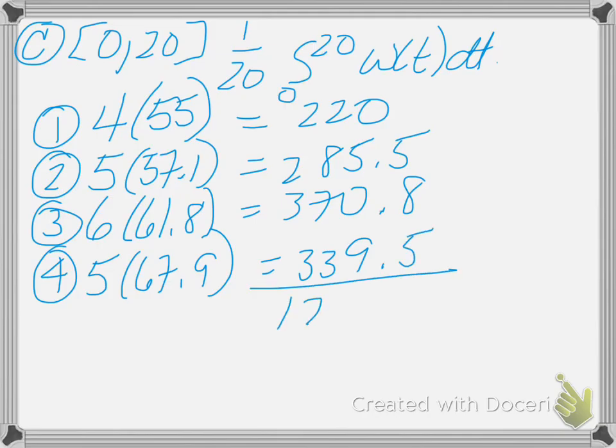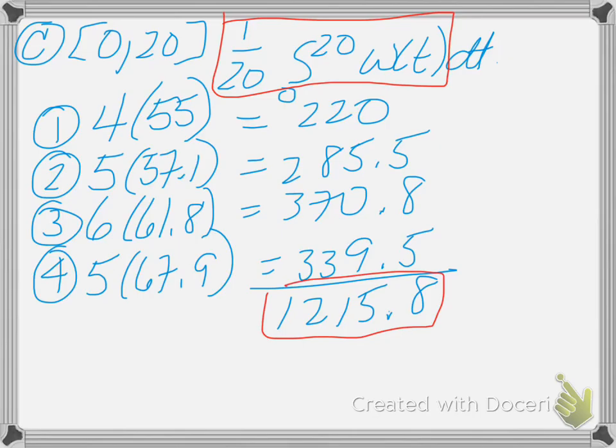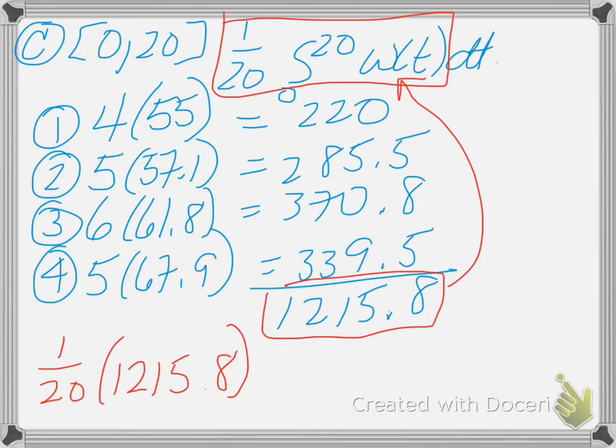If you multiply these, you should get these values, and when you add them, you get this. Let's go back to the question and see what they're actually asking. They're saying use a left Riemann sum to approximate this piece up here. So this 1215.8 is the integral approximation, the area under the curve. You're going to have 1 over 20 times 1215.8, and when you do that, you get 60.79. For this problem, you got points for doing the Riemann sum, and then points for the answer.